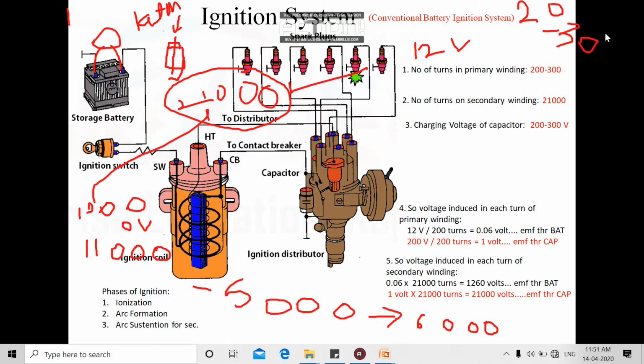To make a spark at that pressure of 20 to 30 bar, and sustain the arc for a second, we require 21,000 volts to complete the phases: ionization, arc formation, and arc suspension. So here we have completed the three phases of ignition. Hope you understand all of this till here. If you feel any difficulty understanding any concept, please ask me on our Google Classroom.